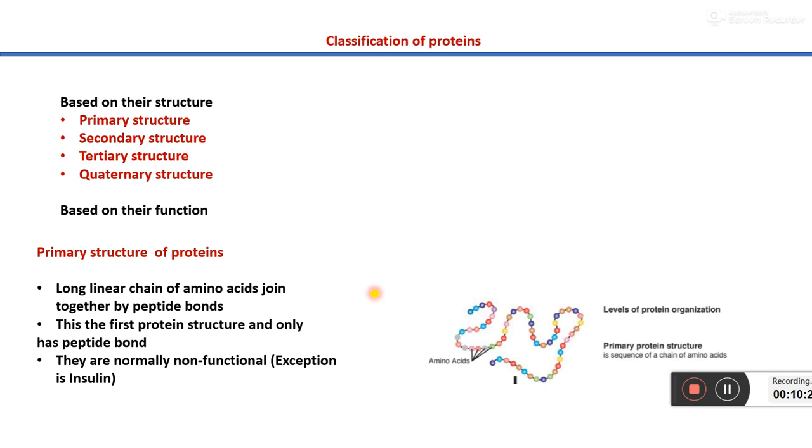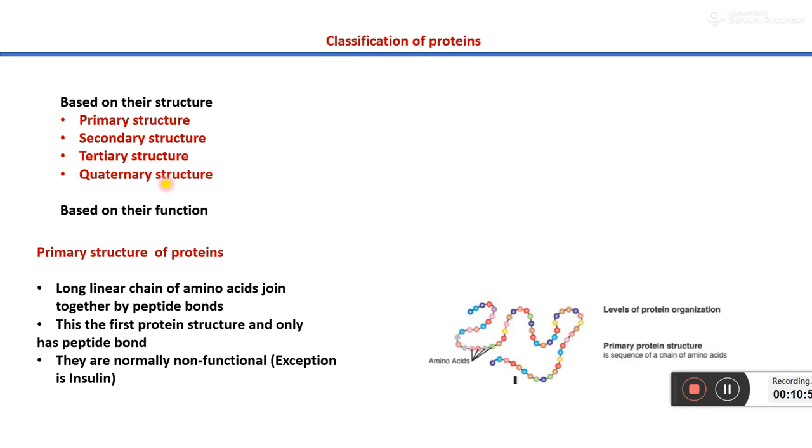Now I would like to discuss the classification of proteins. Proteins can be broadly classified in two ways. The first way of classification of proteins is based on their structure, and the second way is based on their function. So on the basis of structure, proteins can be classified into four classes. First is the primary structure of proteins, second is the secondary structure, third is the tertiary structure, and fourth is the quaternary structure of proteins.